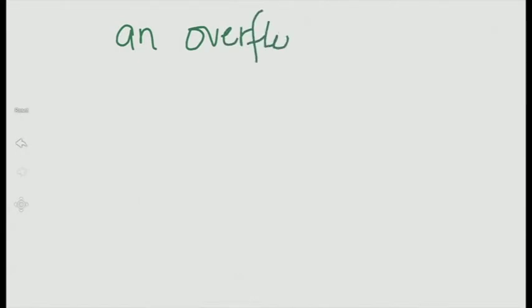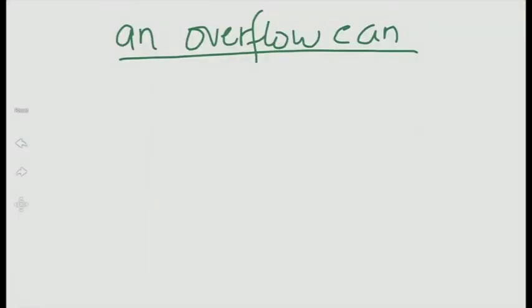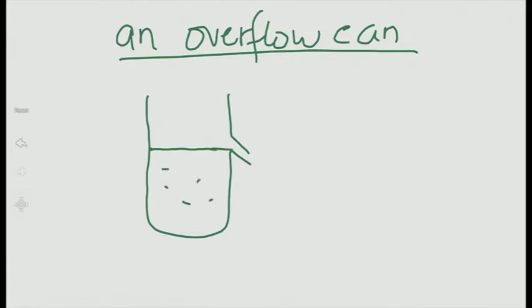We can use an overflow can. In this overflow can, how then can you find the volume of the irregular object? In this case, you can have a can with a spout here. You pour water until the water stops overflowing.